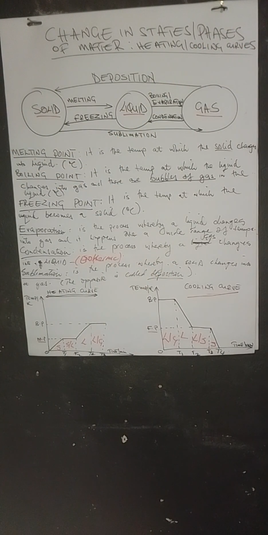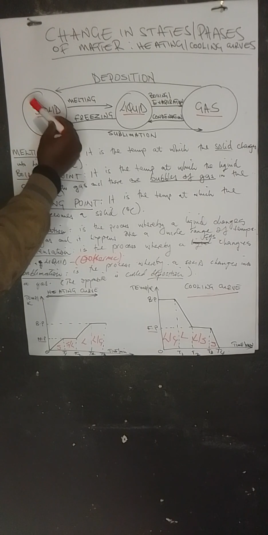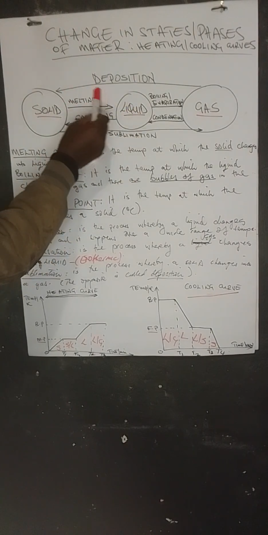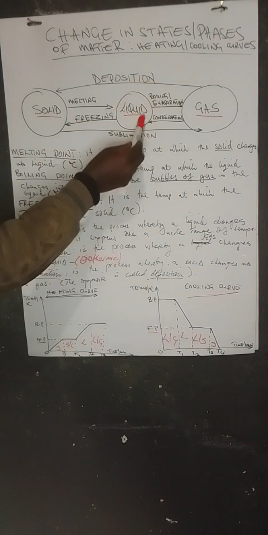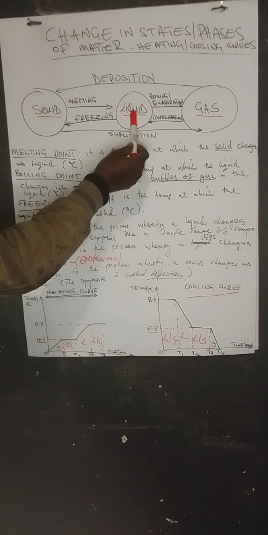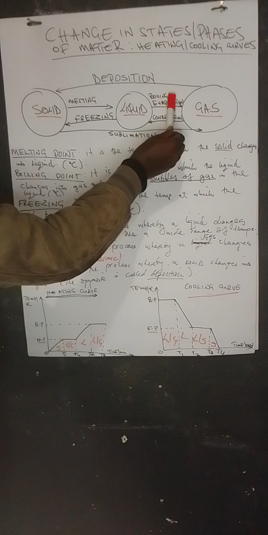Now, let's look at what happens when you heat a solid. When it reaches a certain temperature, it changes into a liquid, and that process is called melting. Now, when you heat a liquid, at a certain temperature, some gas bubbles will be seen appearing in the liquid, and that is called boiling.